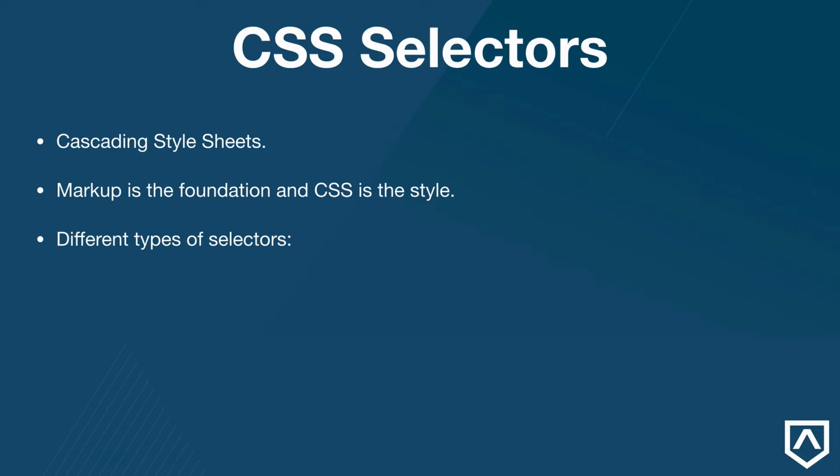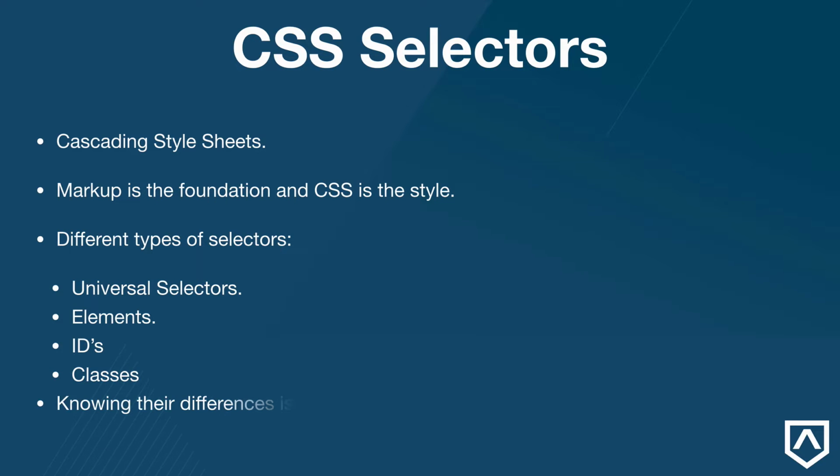There are different types of selectors that we use to gain access to our markup. There are universal style selectors, element selectors, IDs, and classes. Knowing their differences is crucial to building amazing user interfaces. So let's figure out exactly what selectors are, what it is that we're talking about here. They are used to gain access to an HTML tag.